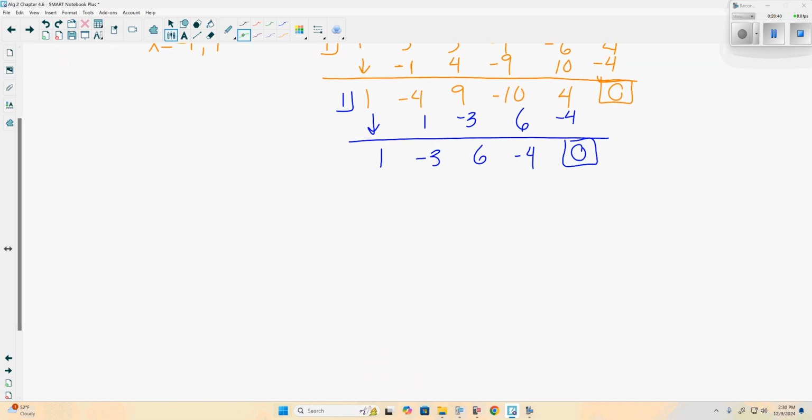Now we said there's a chance that what other number worked? 1, because at 1 it touched the graph and went back up, yes? 1 times 1. Negative 3 plus 1, negative 2. 1 times negative 2, negative 2. 6 plus negative 2 is 4. 1 times 4 is 4. And negative 4 plus 4 is 0.